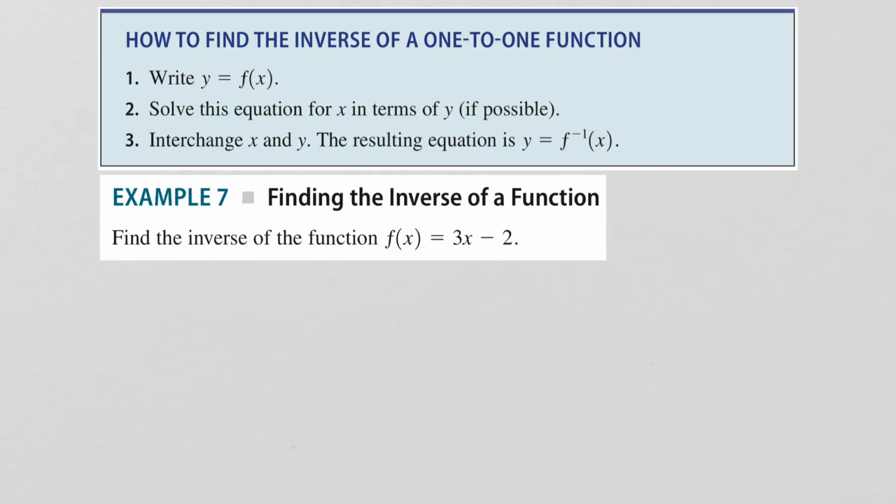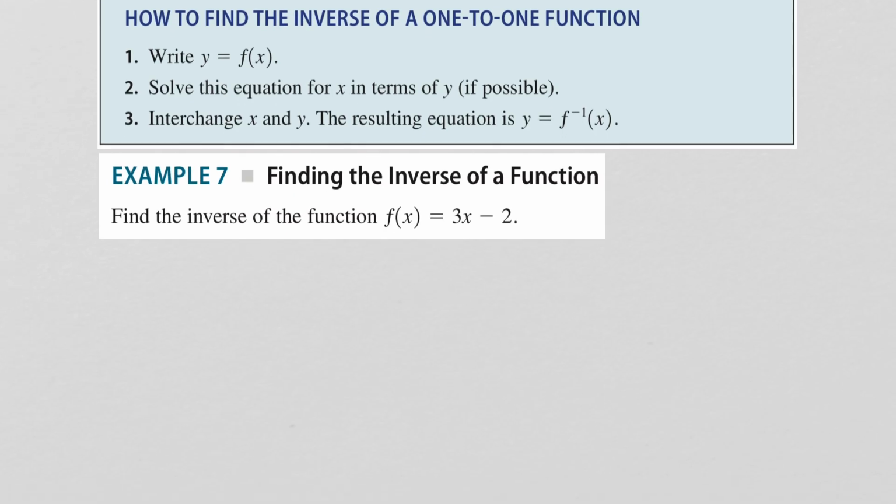Now let's talk about how to find the inverse of a one-to-one function. There are basically 3 steps. In the first step, we're going to write y equals f of x. So if you're given some f of x, you're just going to replace f of x with the variable y. And then you're going to solve this equation for x in terms of y, if this is algebraically possible. And then finally, we will interchange x and y, and the resulting equation is your inverse.